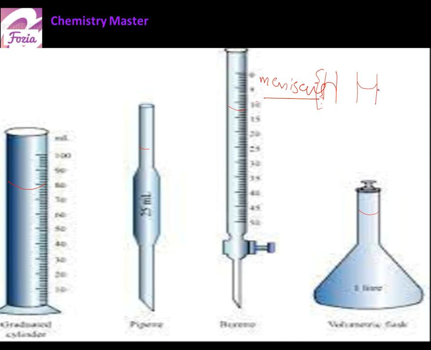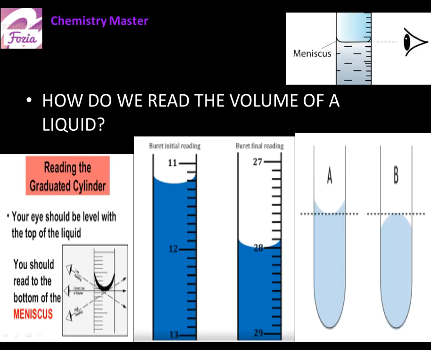One like this, such as water-based aqueous solutions or alcohol, they make the lower meniscus. And with non-wetting liquids such as mercury, we get this upward meniscus. So we see where to keep the eye while taking the reading. It should be exactly on the level of the liquid, as shown in the diagram also. You should keep your eye just at the level of the meniscus to get the accurate reading.